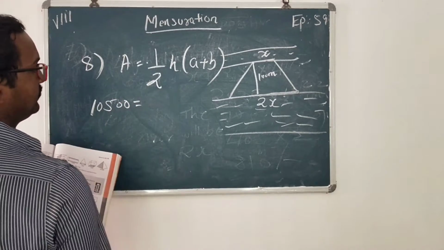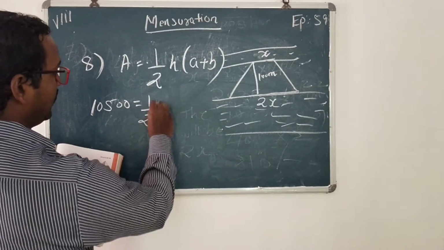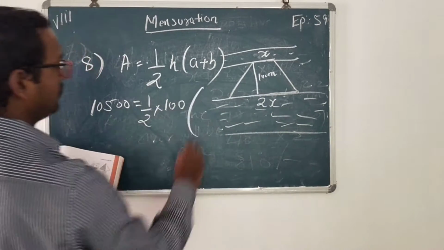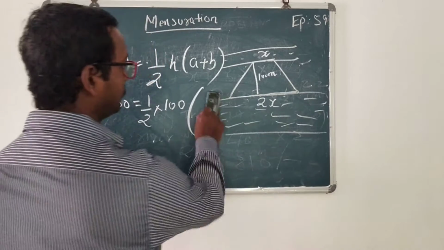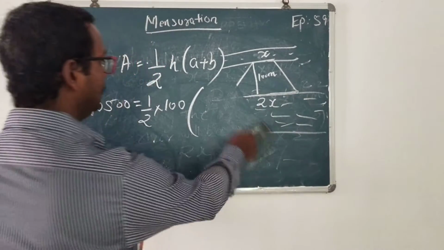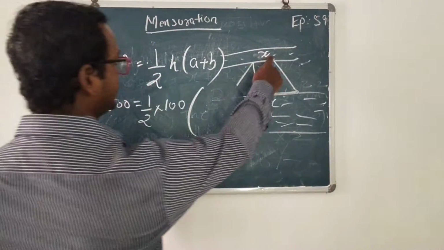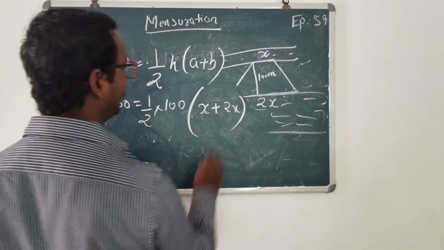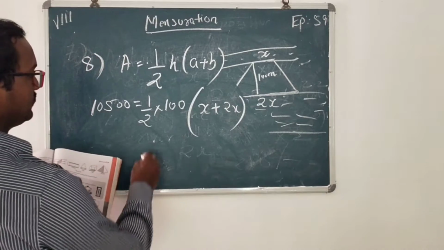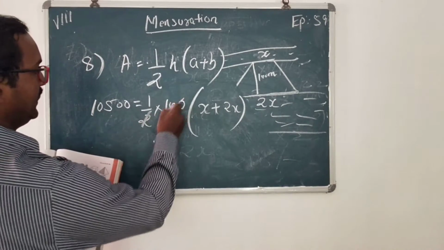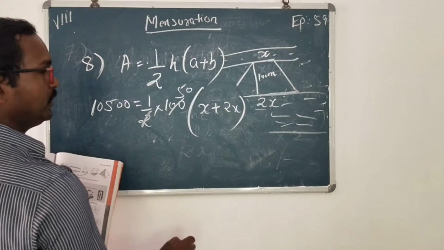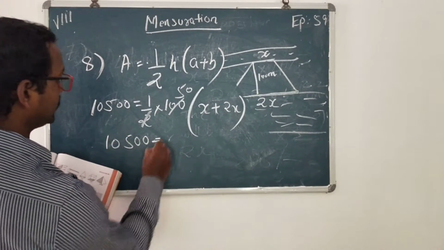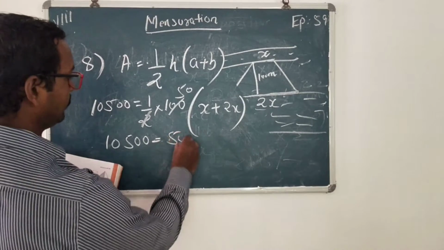Area is given. Now half, going to be half. H is 100, height is 100. Next, A is x, B is 2x. Okay, so let us solve this. First we will divide this by two. We will get here 50. 100 by 2 is 50. Okay, so 10500 is equal to 50.